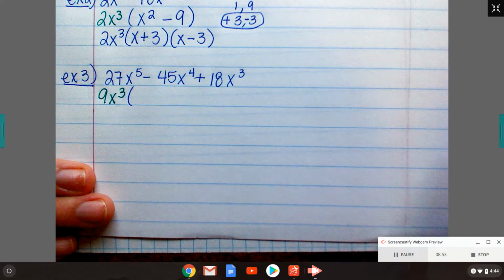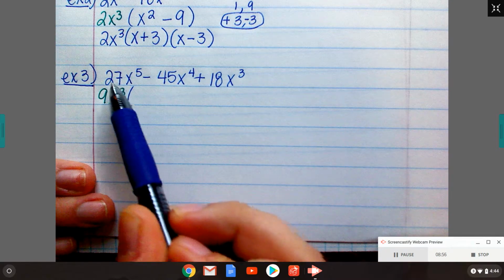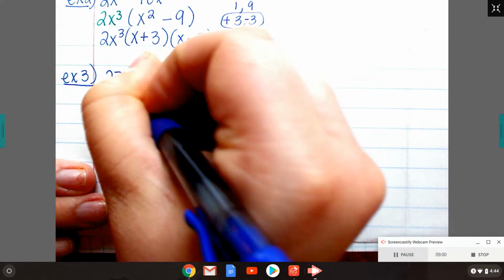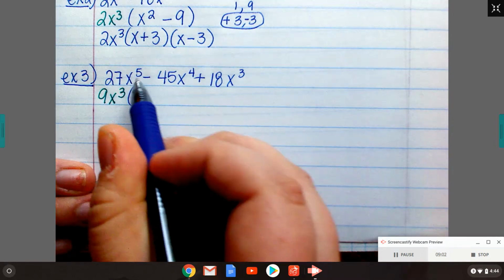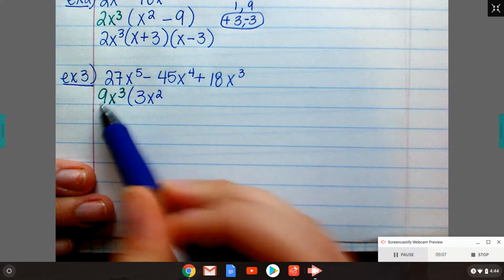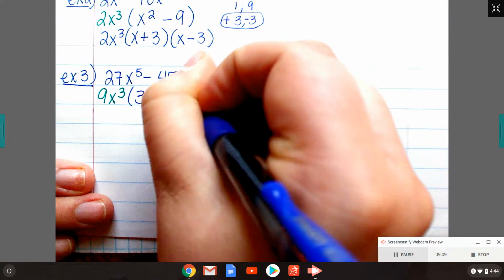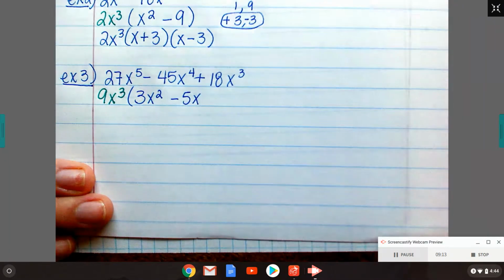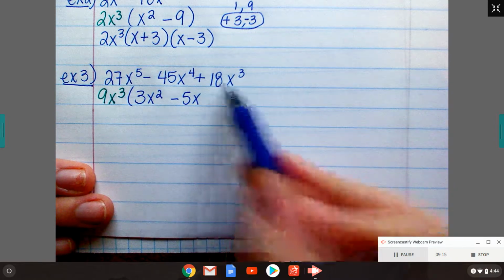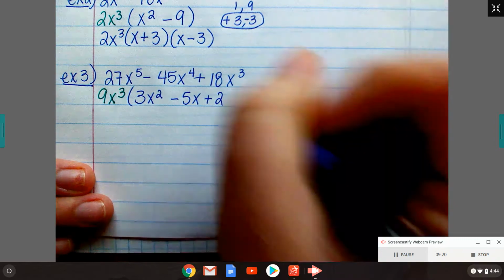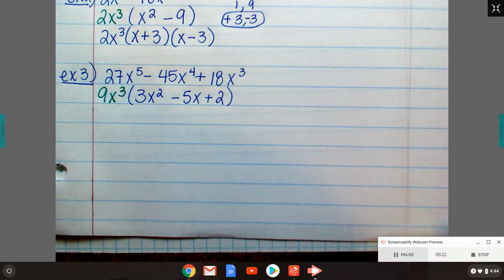On the inside, I'll be left with, let's see, 9x cubed times what is 27x to the 5th? Well, from 9 to 27, I need a 3. And from x cubed to x to the 5th, I need an x squared. From 9 to -45, I need a -5. From x cubed to x to the 4th, I just need an x. From 9 to 18, I need a +2. And from x cubed to x cubed, I don't need anything else. What's left in our parentheses is a quadratic that we can factor.